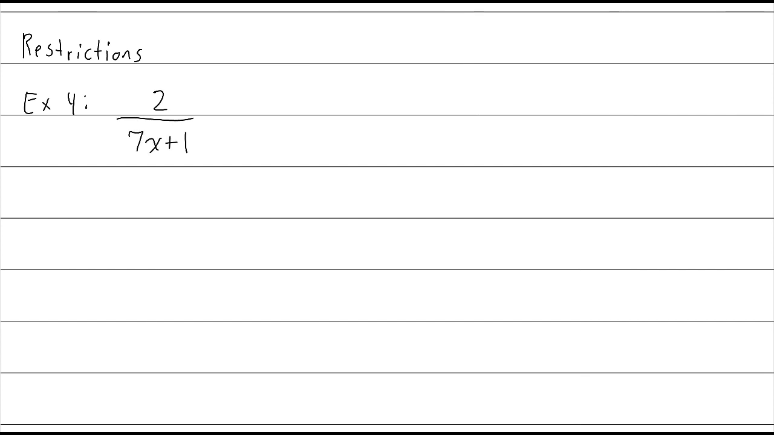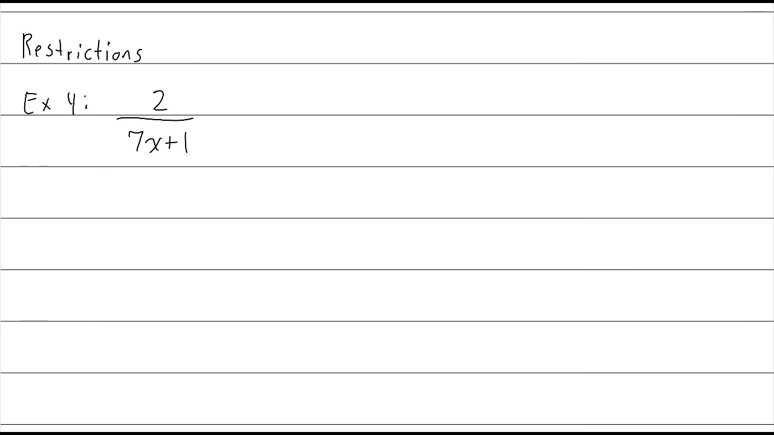2 over 7x plus 1. Okay, remember certain things that you're not allowed to do in math. You shouldn't have a negative under a square root, usually, right? You'll see that that's a lie later, but in general, you're not supposed to have a negative under a square root, and you're also not supposed to divide by 0, and we're going to stick to that rule, right? We cannot divide by 0.